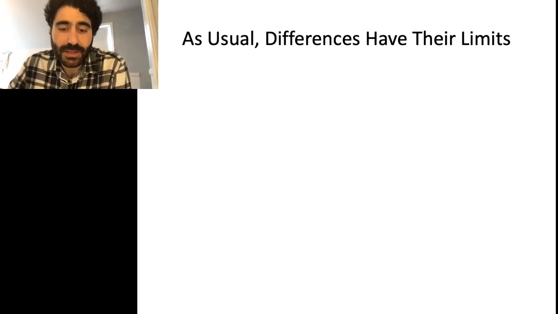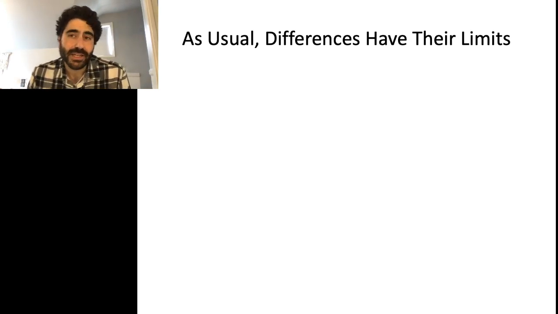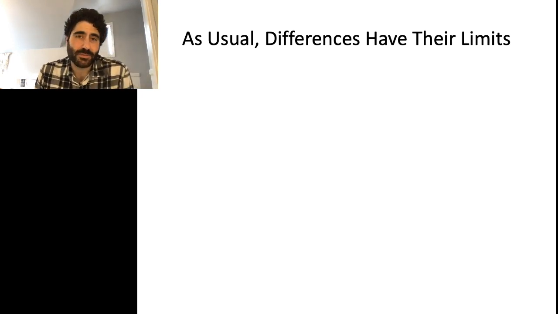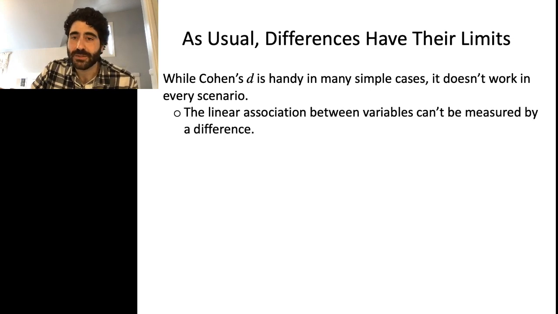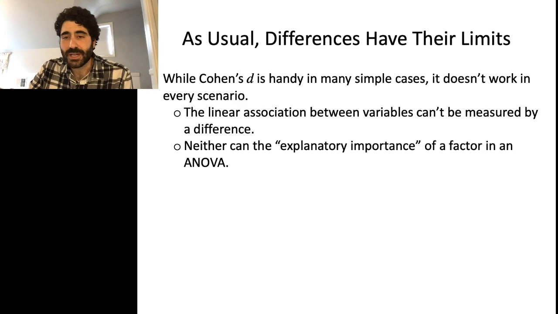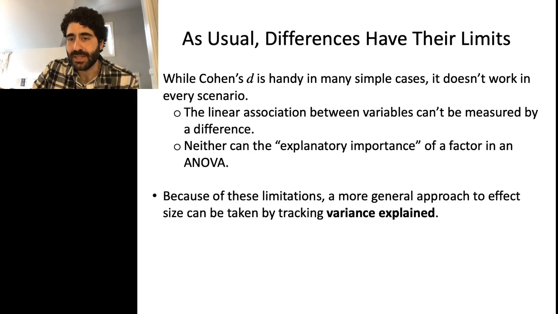Okay, so Cohen's d is a really great tool for this kind of data where we have either two groups that we're looking for a difference between, or maybe just one group we're comparing to some null. But Cohen's d can't work in a lot of other situations. For example, if we're trying to measure the strength of some kind of linear relationship between two variables, or the importance of some group label in an ANOVA, Cohen's d isn't really relevant. And so a more general idea is to think about this concept of variance explained.